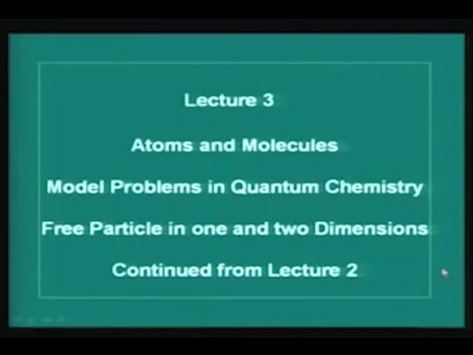This is the third lecture on the first module, atoms and molecules. We are studying the model problems in quantum chemistry. The free particle in one dimension was discussed in the last lecture. In two dimensions, the free particle energies we will discuss today, and the discussion continues from the last lecture.